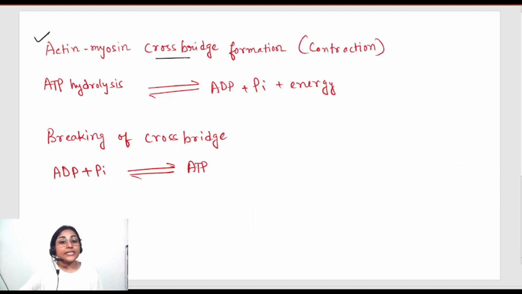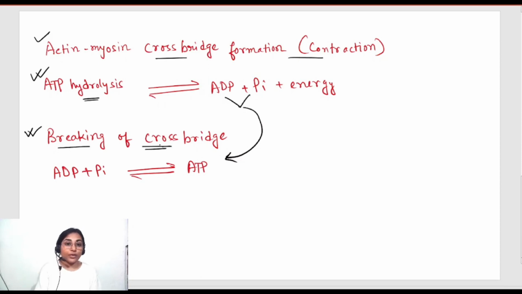Actin-myosin cross bridge formation happens during the contraction, and the energy is released by ATP hydrolysis. But when ADP and Pi form ATP again, the breaking of the cross bridge happens. So it's very important: ATP is hydrolyzed when the cross bridge forms, and ADP and Pi combine to form a new ATP when the cross bridge breaks.